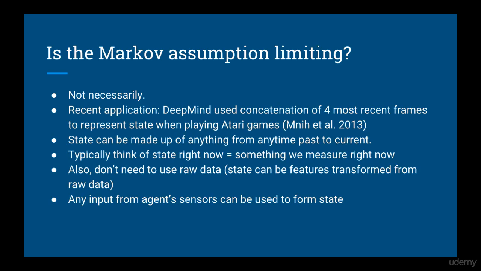As an example of how the Markov assumption is not necessarily limiting, we can look at a recent application of reinforcement learning. DeepMind used the concatenation of the four most recent frames in order to represent the current state. Strictly speaking, the state can be made up of anything from any time from past to current. We just typically think of the state right now to be something we are measuring right now, but that need not be the case. Note that we also need not use raw data to represent the state. The state can be made up of any data derived from the raw data. You might think of that as a feature transformation on the raw data. Essentially, any input from the agent sensors can be used to form the state.